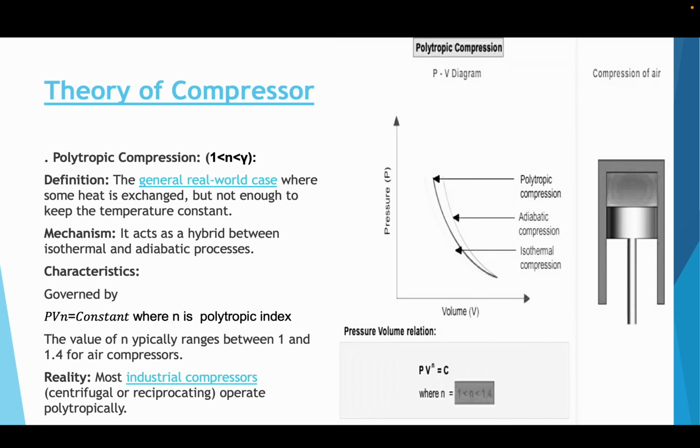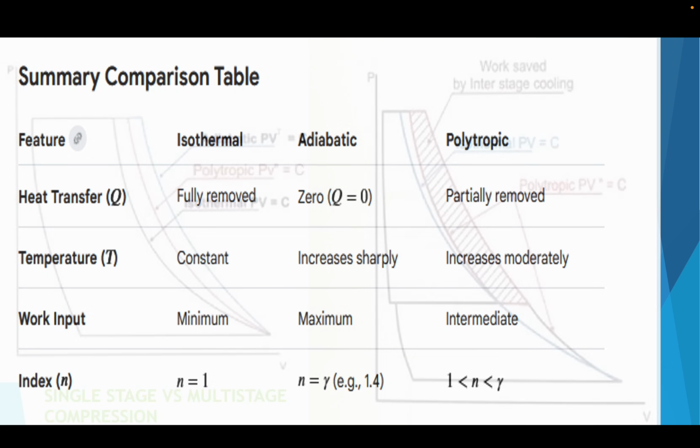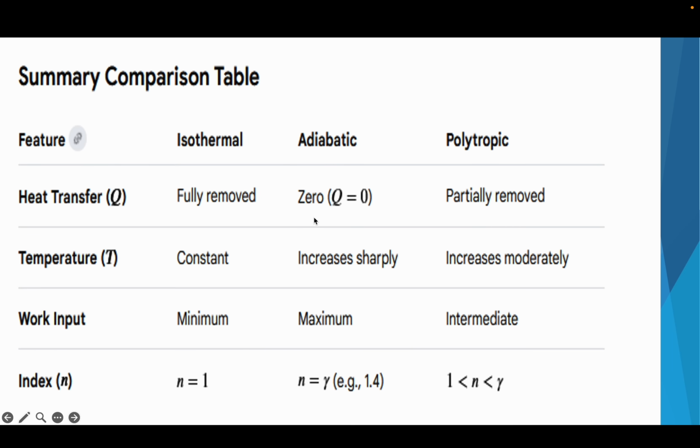If it is 1.2, you are consuming more energy. So your target should be to extract the maximum amount of heat during the compression. For that, this brings us to the next topic, single stage versus multi-stage. But before that, let us summarize the whole thing.